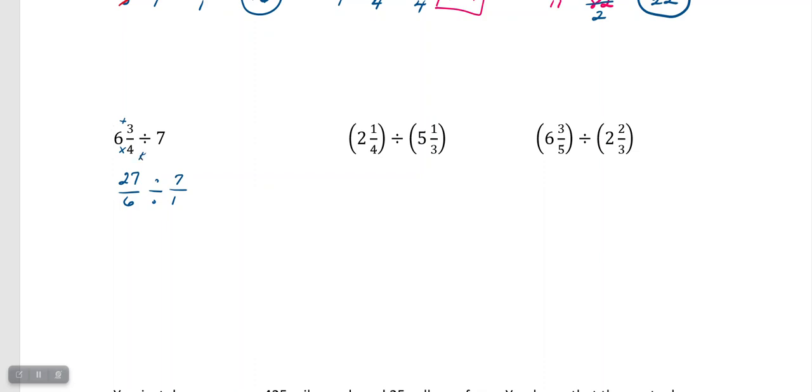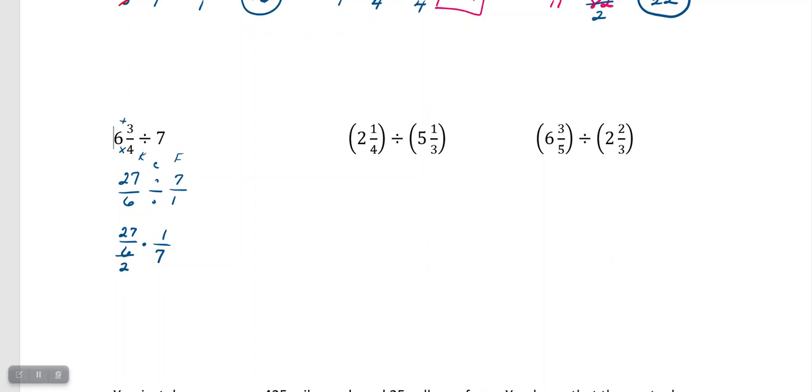And then I'm going to do my keep, flip, change. So the 27 over 6 stays 27 over 6, times my 7 over 1 becomes 1 over 7. Now I know 3 goes into both of these. So 3 goes into 6 2 times.